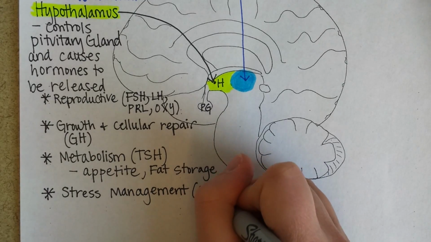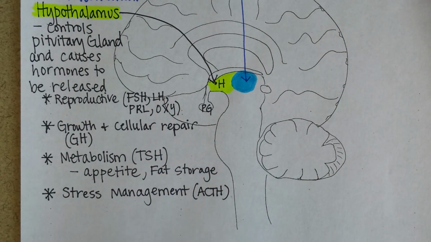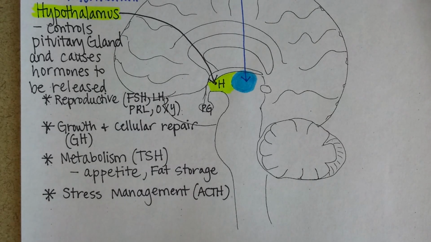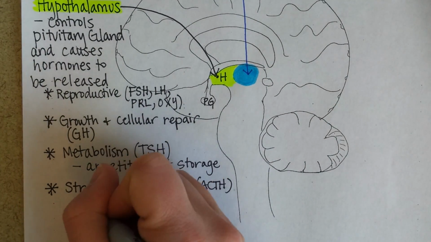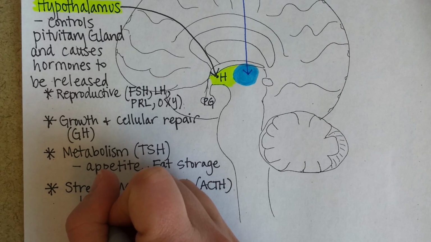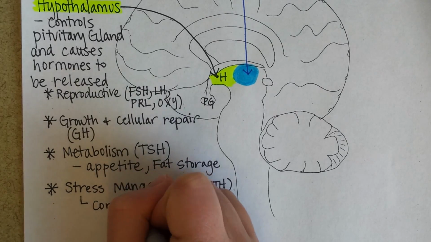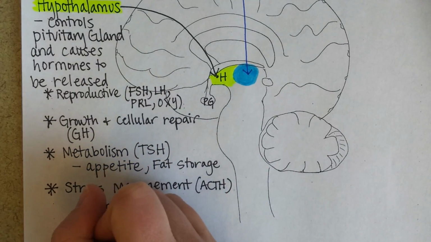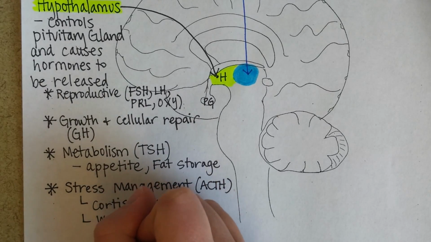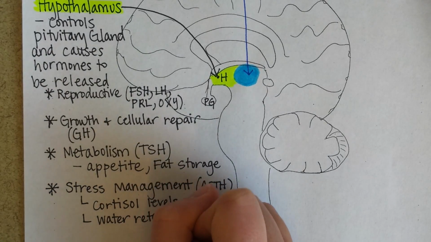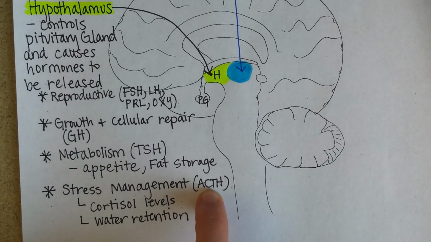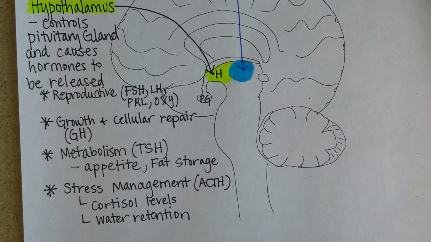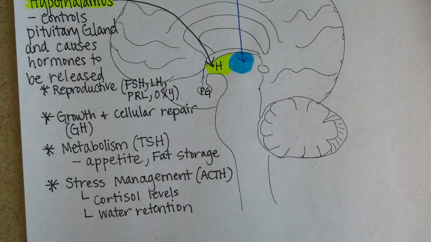Releases a hormone called ACTH, and that's an adrenocorticotropic hormone that affects the adrenal glands' control of cortisol release and aldosterone. So because of that, it indirectly affects your cortisol levels in your body, and also your water retention. As you might know, when you get stressed out, you retain more water, and that's because this hormone causes the adrenal glands to secrete another hormone that makes you hold on to salt in water.